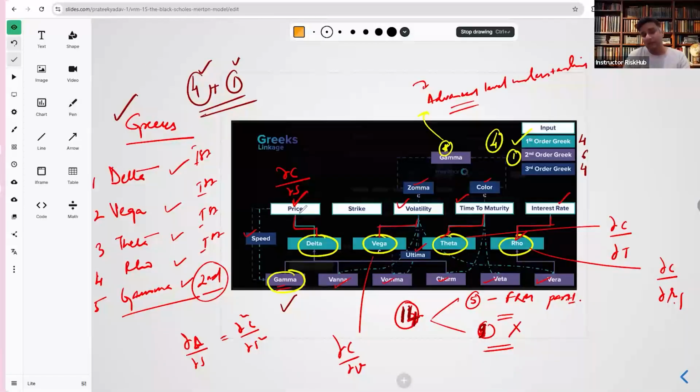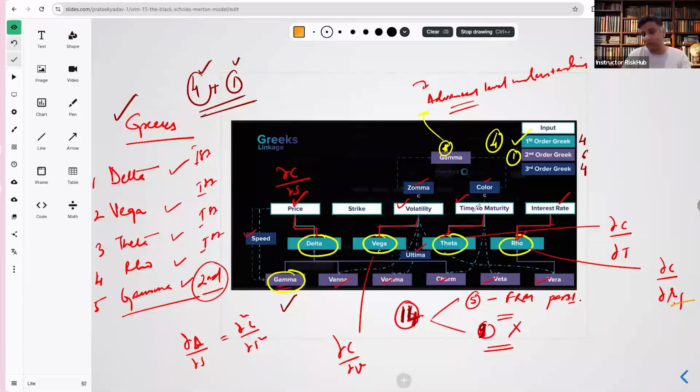What is happening here? Below price is given delta. It means change in call option price per change in price. Below volatility is given Vega, which is the change in option price for a change in volatility. Similarly, theta is given below time to maturity: change in option price for change in time. Rho is the change in option price for change in your risk-free rate. So I have written everything here.